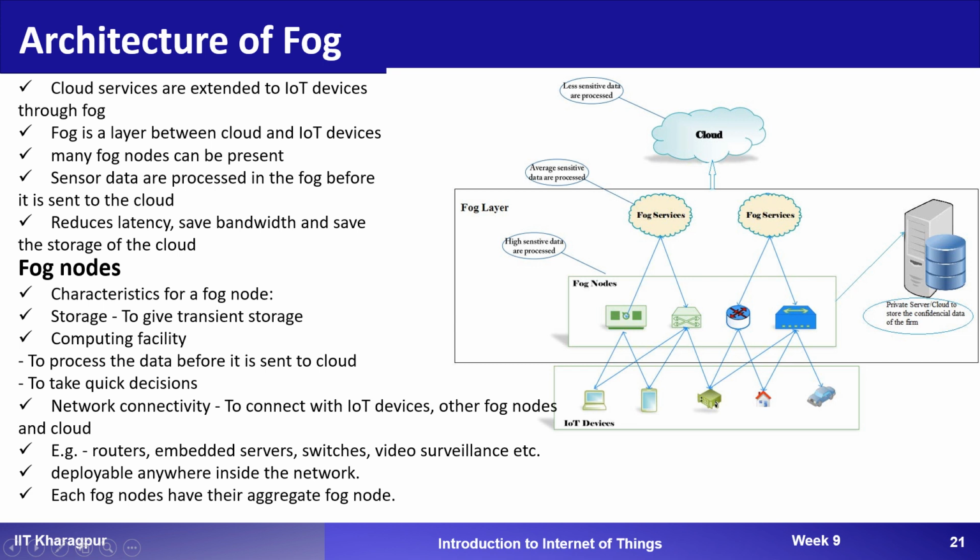Next one is network connectivity. Fog nodes are also responsible for connecting with your IoT devices, other fog nodes, and the cloud. These different fog nodes can be connected with each other. They are connected to the cloud also, and they are connected to your end devices also.